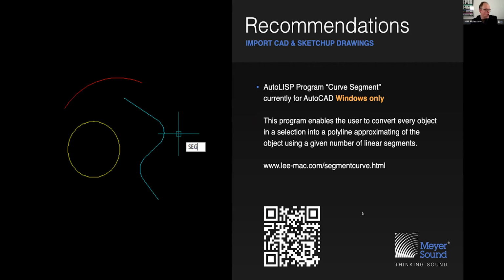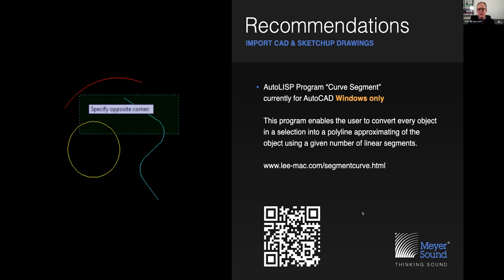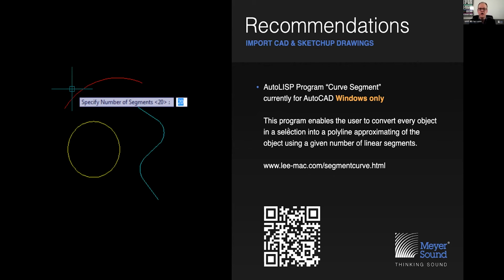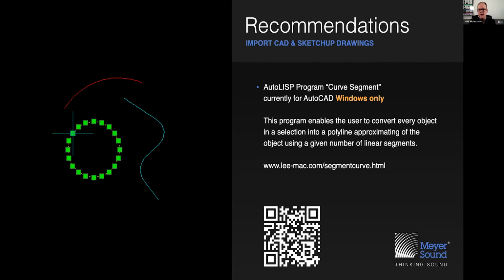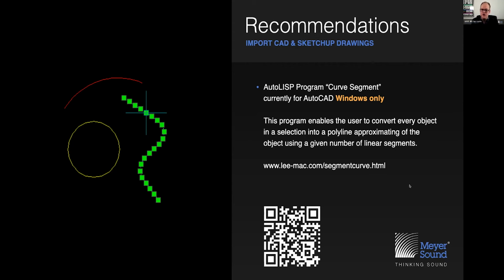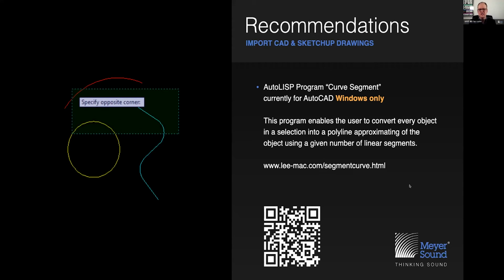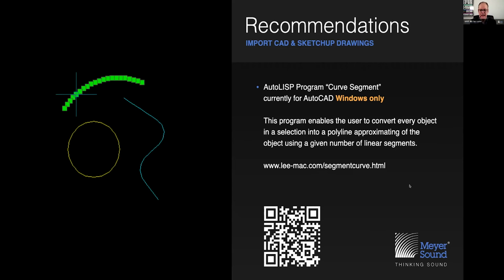For those that use AutoCAD on Windows machines, for example, there's a beautiful piece of software. Think of it as a plugin, which is known as Curve Segment by Lee Mack. What it allows you to do is to choose any of your splines and other entities which are not supported by MAPP 3D and replace them with linear approximations based on the number of segments that you choose, that suffice effortlessly for the job description of aiming loudspeakers.